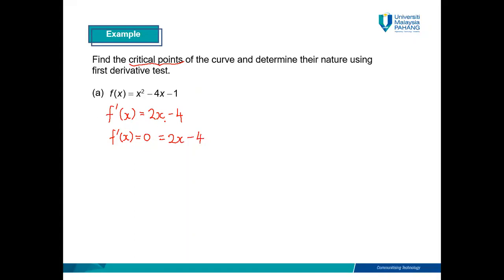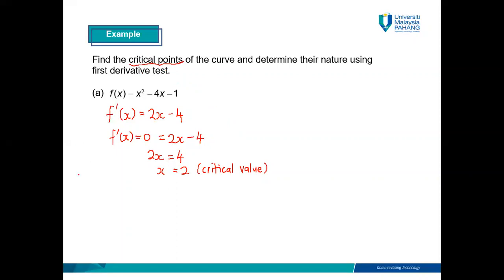Okay, so next, what is next? We want to find what is x. Make 2x the subject. So 2x is equal to 4. So what is x? X is equal to 2. So 2 here is actually your critical value. So how to find the critical point?